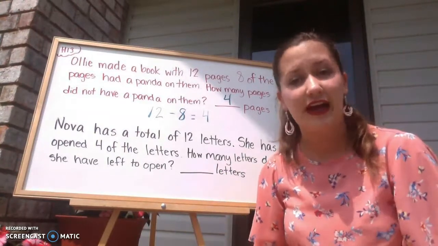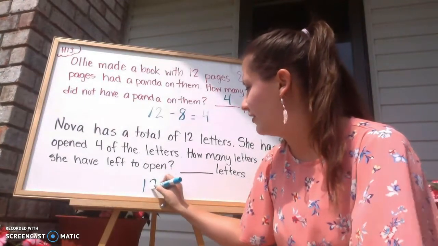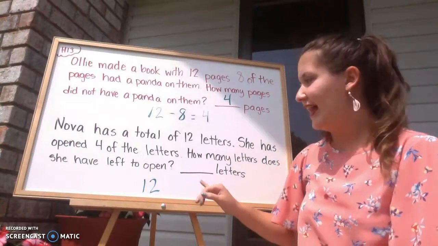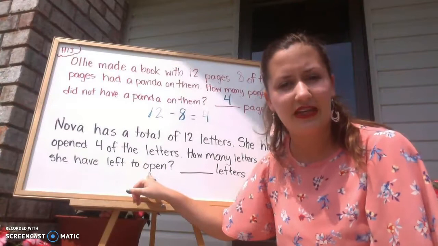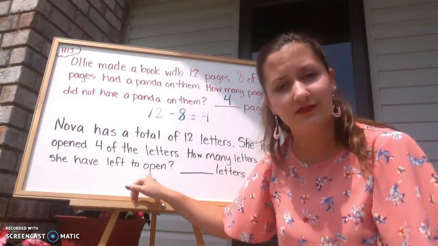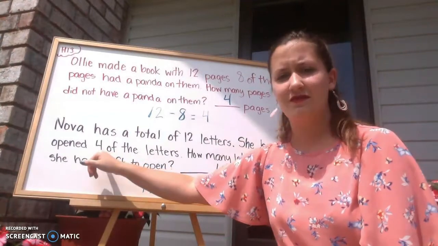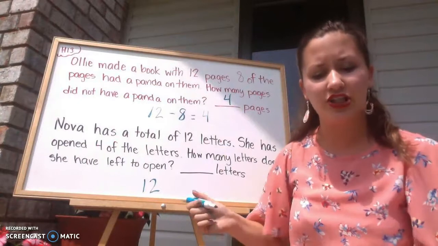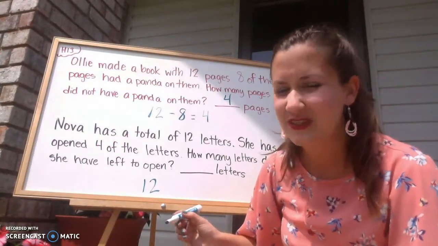Now, she has a total of how many? 12. So we'll write down our 12, and we're trying to see how many she has left to open. Now, how many she has left would be how many that are opened or unopened? Unopened, you're right. She opened how many? 4. So she had 12. She opened 4. Should it be adding or subtracting? You're right. It should be subtracting.